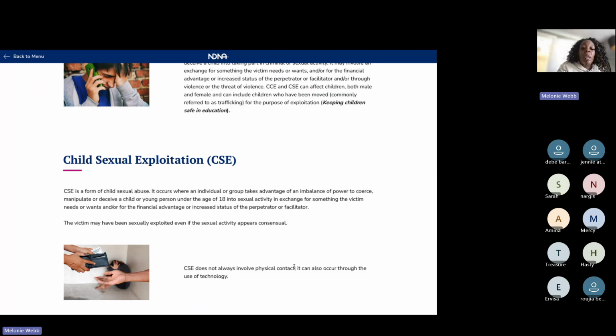Child sexual exploitation is a form of child sexual abuse. It occurs when an individual or group takes advantage of the imbalance of power to coerce, manipulate, or deceive a child or young person under the age of 18 into sexual activity in exchange for something the victim needs or wants, or for the financial advantage or increased status of the perpetrator or facilitator.